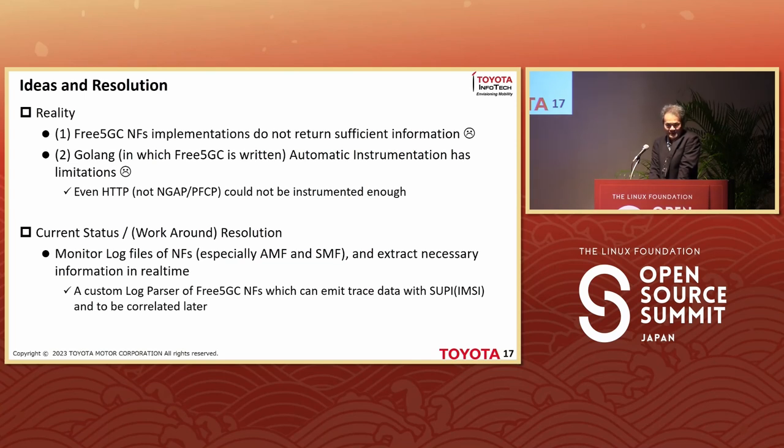And so that's why I used a kind of workaround: monitoring log files of network functions, especially as the IP address assignment was handled by the SMF. So this time I focused on the SMF logs and extracted the necessary information from them in real time. In order to do this, I wrote a custom log parser for the Free5GC SMF, and also implemented some logic to export the trace information to the aggregation server. Okay.